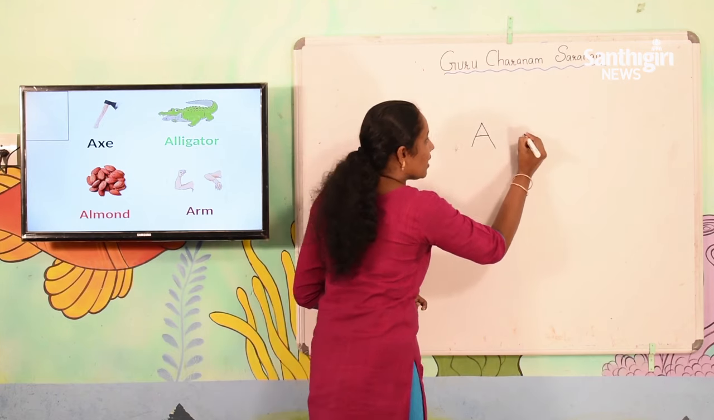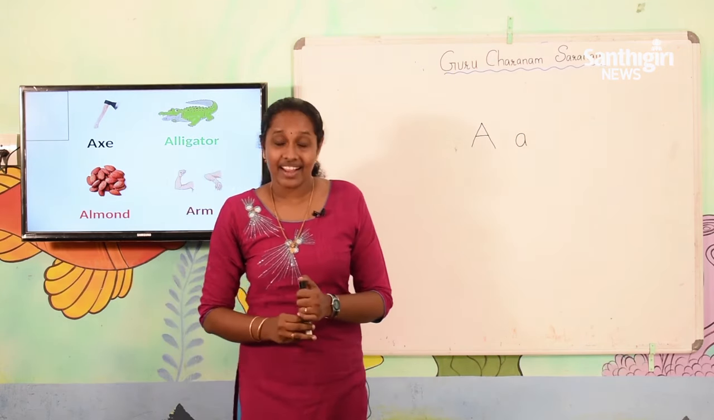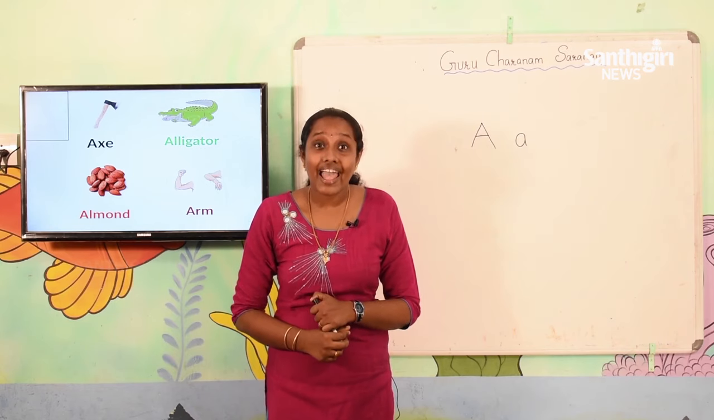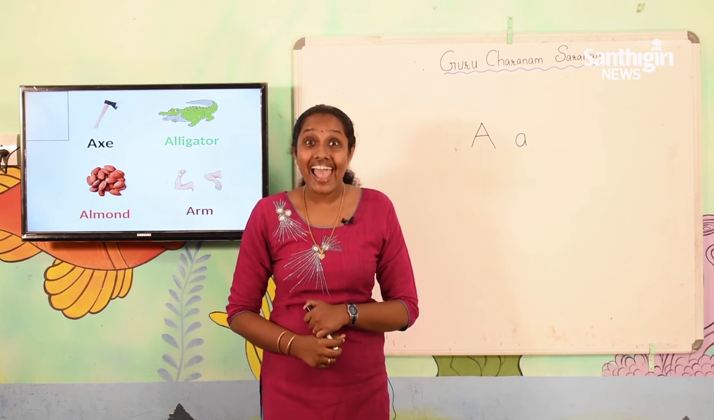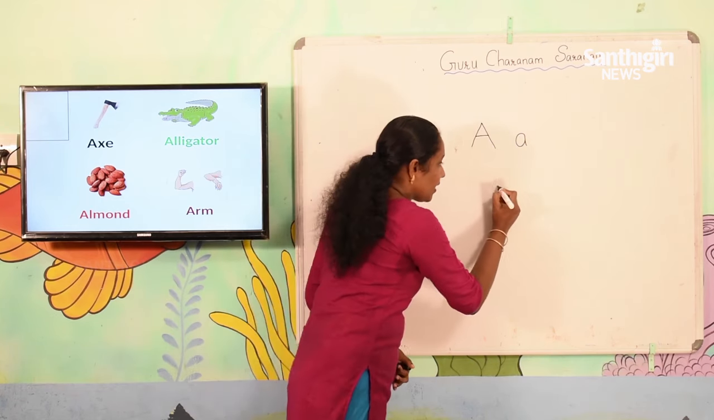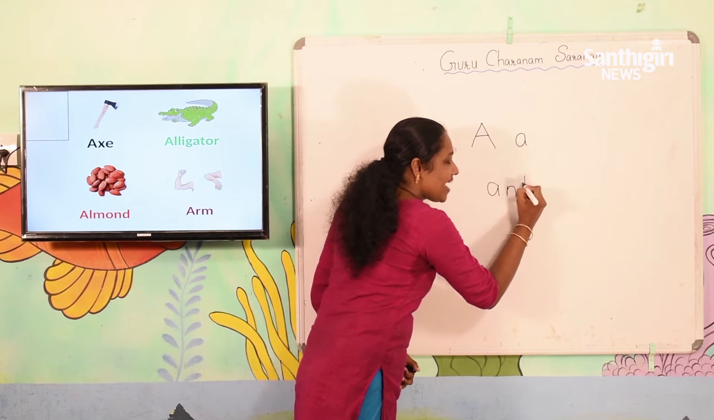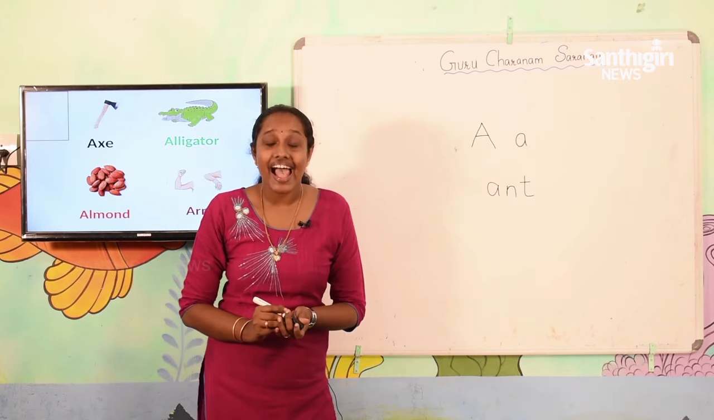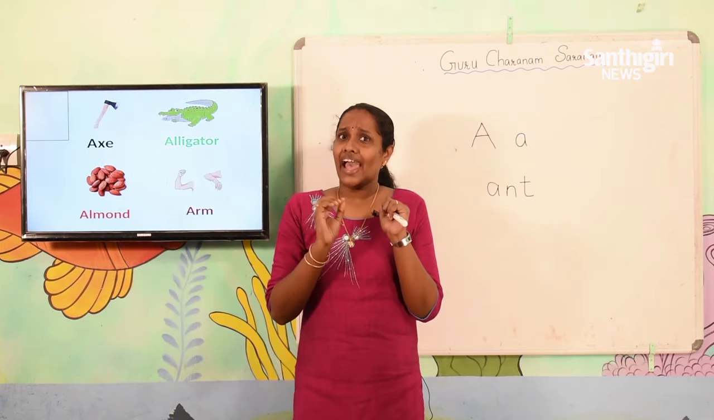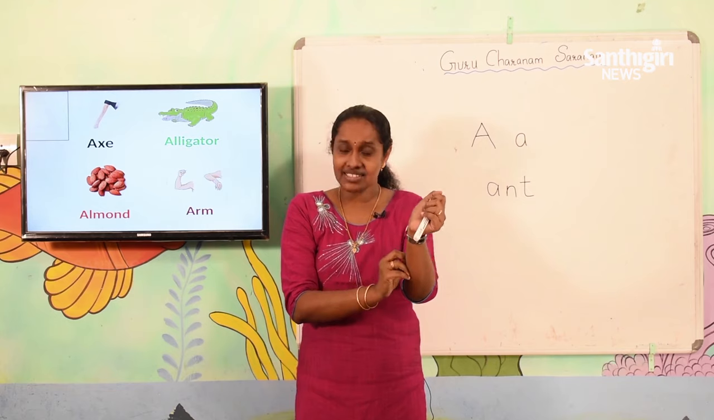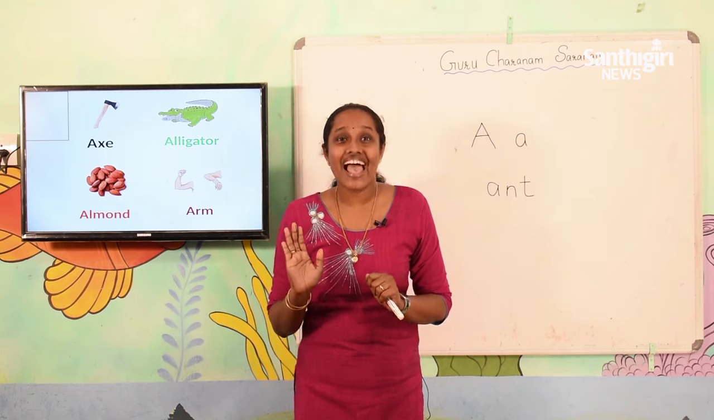Capital A and small a. What's the sound of A? Sound of A is A. Ant. Ant. A. Can you hear the sound? Can you please imagine when an ant bites your arm or your hand, we make the sound A. Sound of A is A.